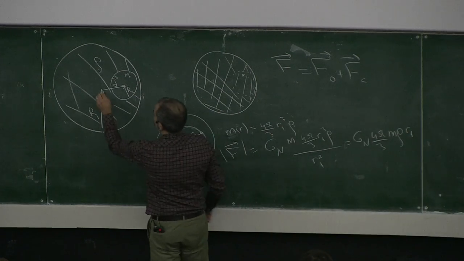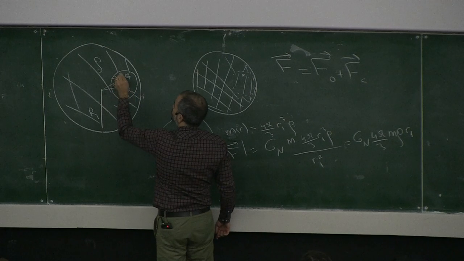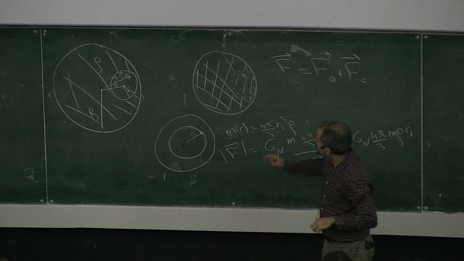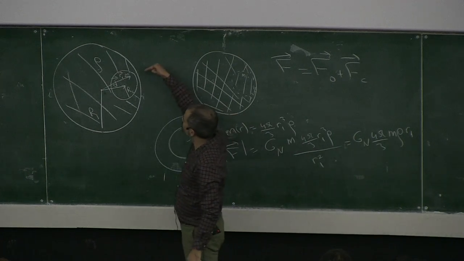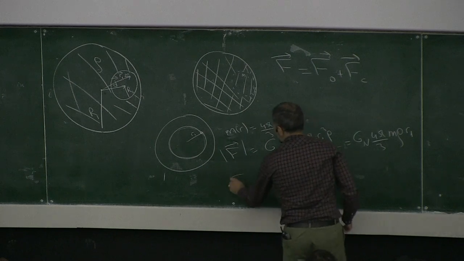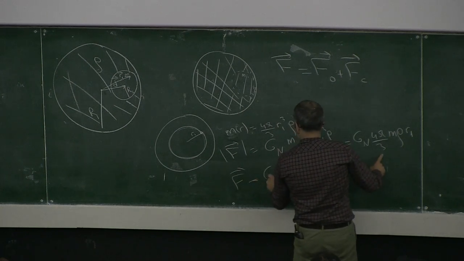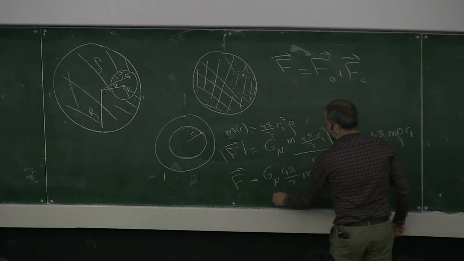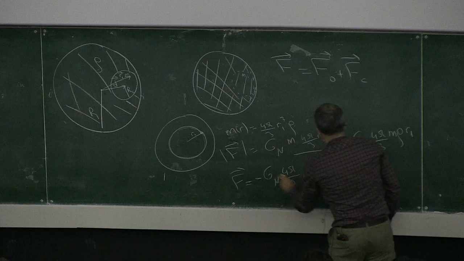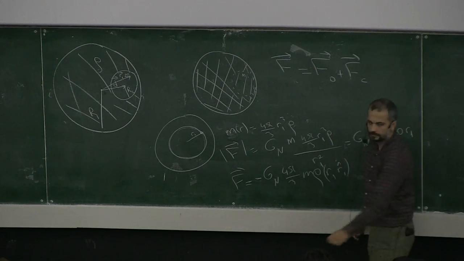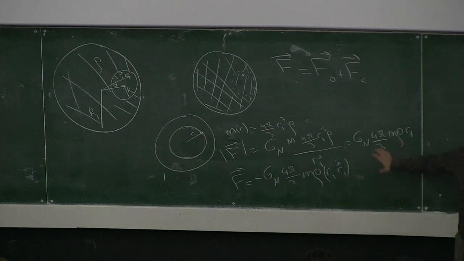Well, if I'm over here, this is my, let's say, R1 vector. Now, the force will be in that direction, in the minus R1 hat direction. The force is G_N 4 pi over 3 m rho, in the minus R1 hat direction, R1 hat. Any questions up to here?